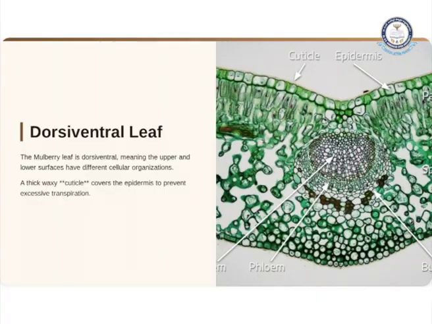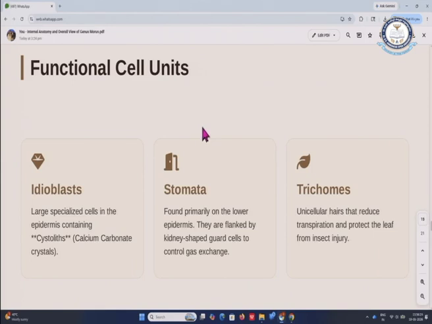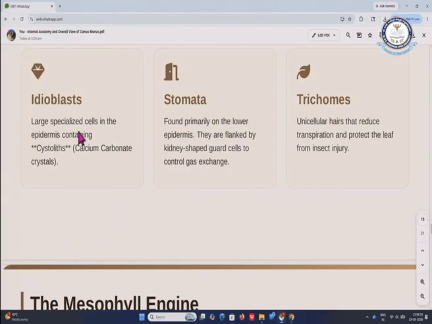If the cuticle is absent, and in a few structures we see the cuticle is absent, in such leaves, what happens? The water transpiration rate will be very high. Now if we see the functional cell units, as mentioned, there are specialized cells present in the mulberry. The first one is the lactiferous cells. The second one is the idioblast cells. These are large specialized cells present in the epidermis, which consist of statoliths.